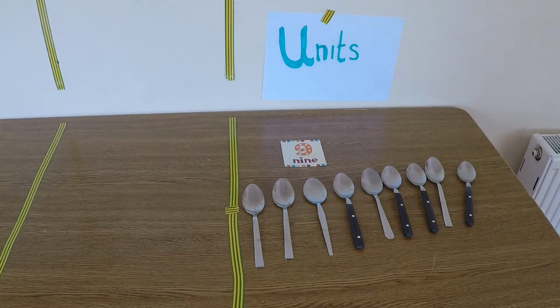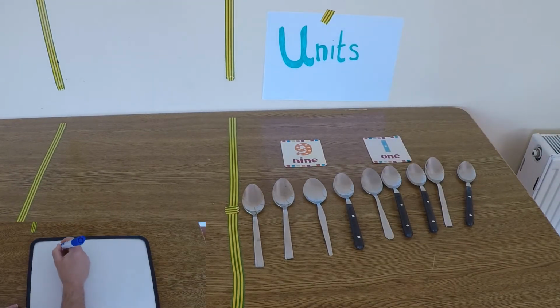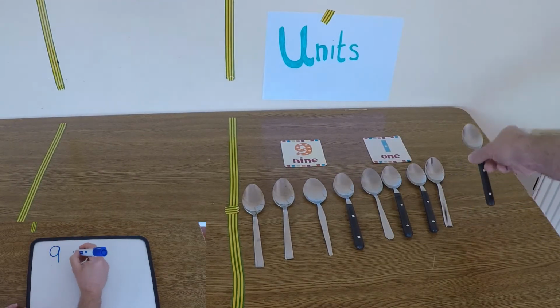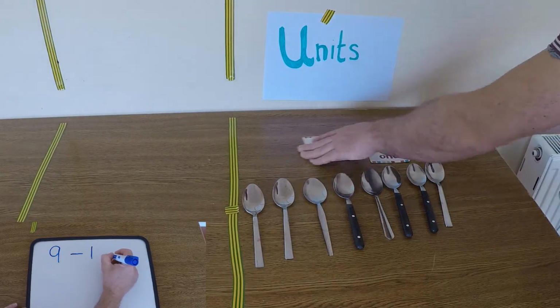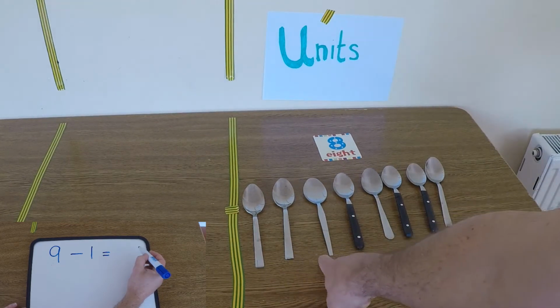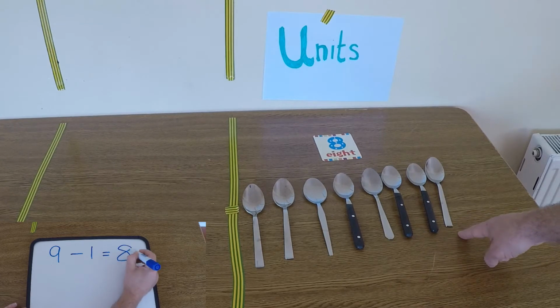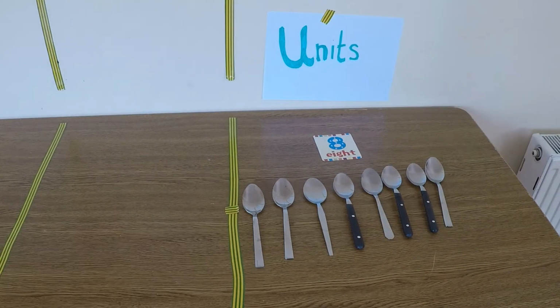It also works the other way. We have 9 spoons, but if we decide to take away 1 spoon, that leaves us with, yes, 8 spoons. Let's just check and make sure. 1, 2, 3, 4, 5, 6, 7, 8. So the natural number 8 is telling us that there are 8 spoons left, or 8 units.